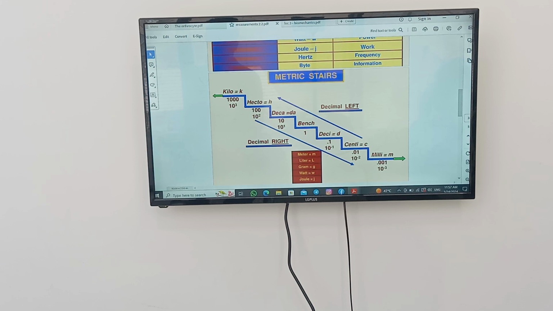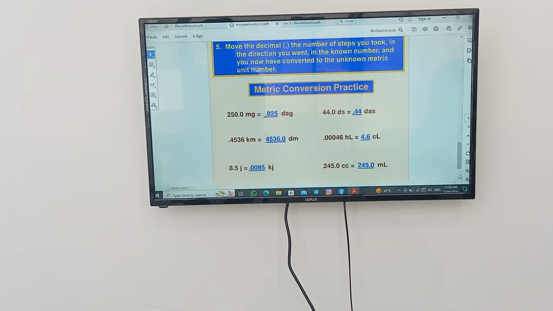Okay? First, we have the known, which is the milli. The unknown is this. Okay? We're going to count how many steps we need to take in order to convert a milli into a deci. We're going to take 2 steps in the direction to the left. So, according to this, we're going to move the dot 2 units.